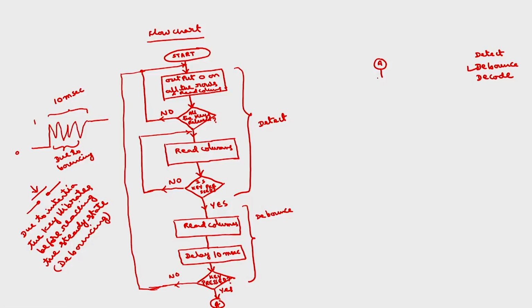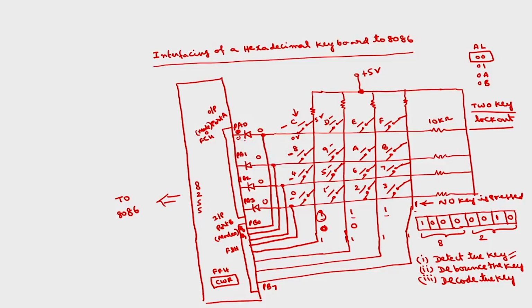Okay. So A, then again I will read the columns. Before that, to decode the column, I will output 0 on one row. Suppose I output a 0 on this row, and I check these 4 columns. If I get 0 here, what does it mean? In the first row and first column 0, if the remaining 3 are ones, then key C is pressed. If I get 1 here and these 3 are 0 0 0, then key D is pressed.